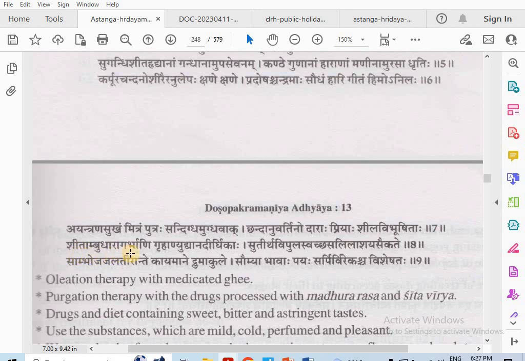Sita Ambu Dhara Garbhani. You have a home, or she is staying in a home that has cold water fountain or cold water flow. So this kind of home, or your home being near a cold waterfall, is also good. Okay. Sitambu Dhara. Dhara is actually waterfall and Sitambu is cold water, we know. Garbhani means the homes or the places.